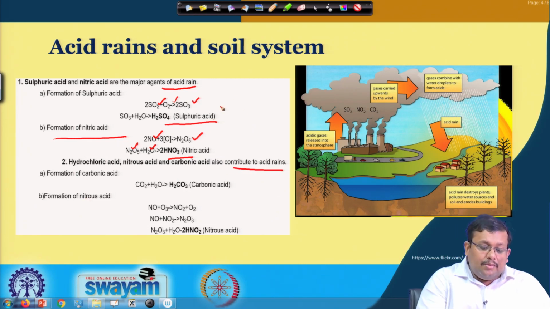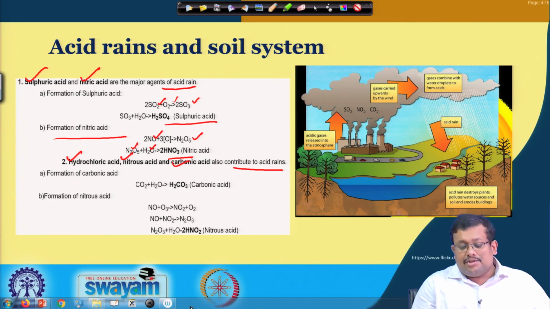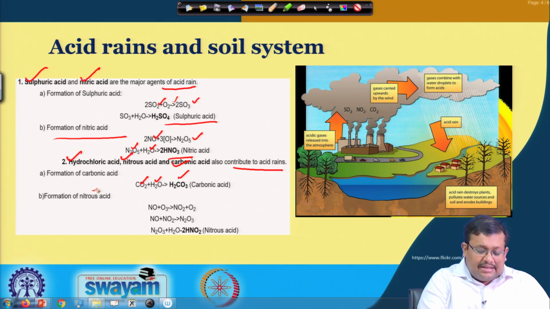So, major contributors of these acid rains are sulfuric acid and nitric acid. Apart from that, hydrochloric acid, nitrous acid and carbonic acids also contribute to acid rains. How is carbonic acid generated? This carbonic acid is generated because of the carbon dioxide reaction with the water vapor. As you can see here, carbon dioxide, when it reacts with the water vapor, produces carbonic acid.